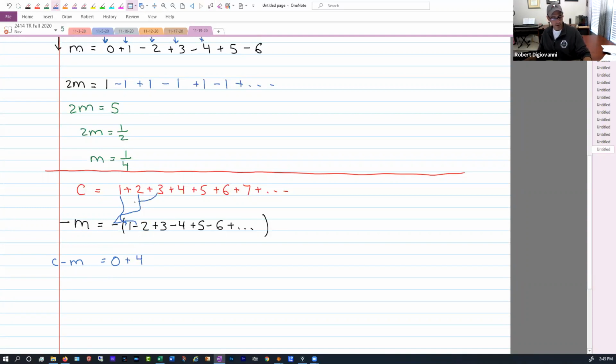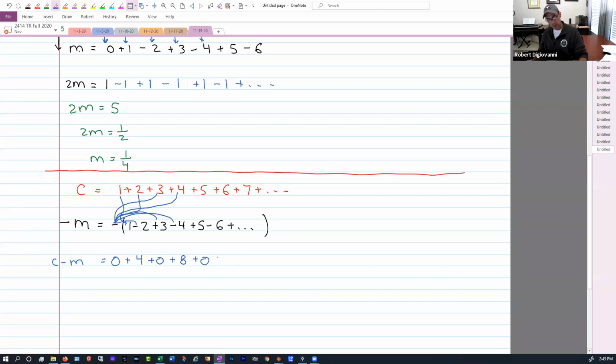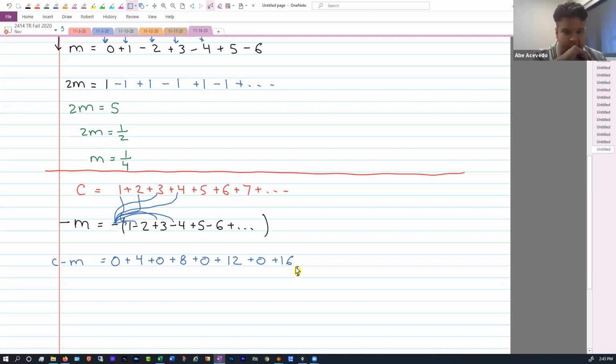And then the next one would be 3, and then I take away 3, which would be 0. And then the next one would be 4, and I take away -4, which would be adding 4, which would be 8. And then the next one would be 0. The 5s would cancel. And the next one would be 12, and then 0 again, and then the next one would be 16, right? You see the pattern?